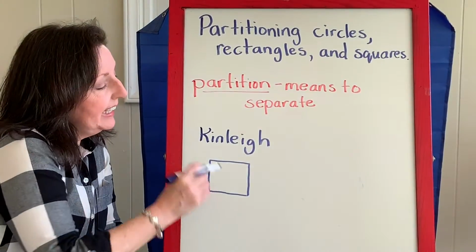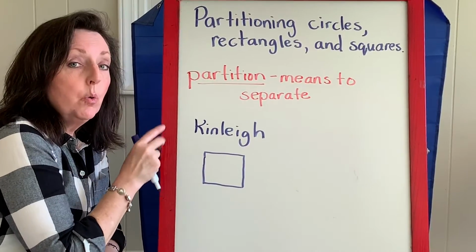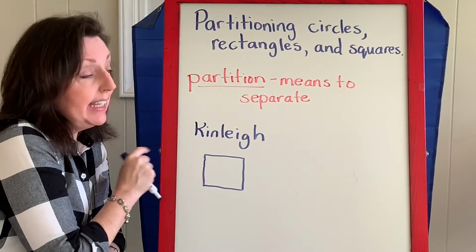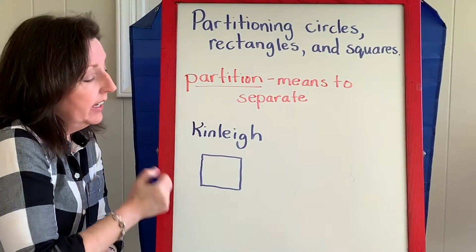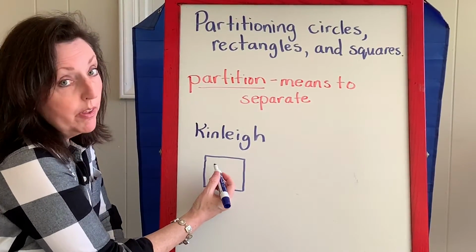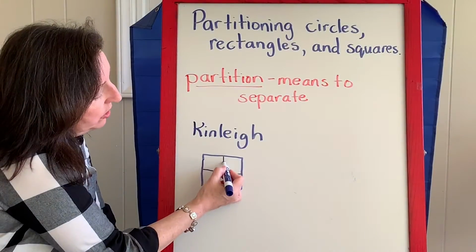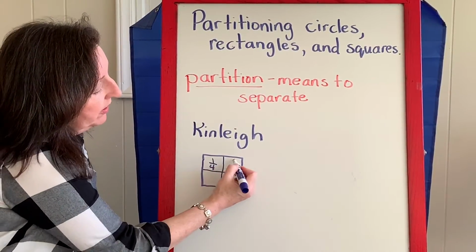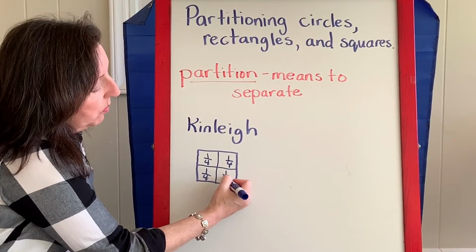This time we've got Kinley. Kinley has a square. In Eli's, we were doing the square in half, partitioning into 2 equal pieces. In Kinley's, we're gonna partition the square into 4 equal pieces. And there's lots of ways you can do this. You're gonna need more than one line. You could go straight across the middle this way, straight across the middle that way. So that is 1/4, 1/4, 1/4, 1/4.